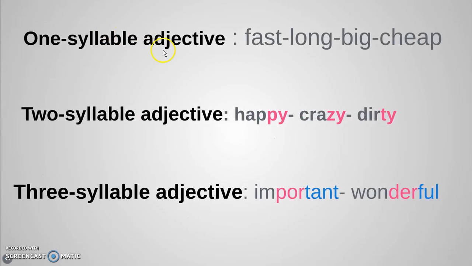Let's look at some examples. For one-syllable adjectives, we can take the word fast, long, big, or cheap. For two-syllable adjectives, happy, crazy, or dirty. For three-syllable adjectives, which are long, important, or wonderful. Note that each syllable is indicated with a different color.